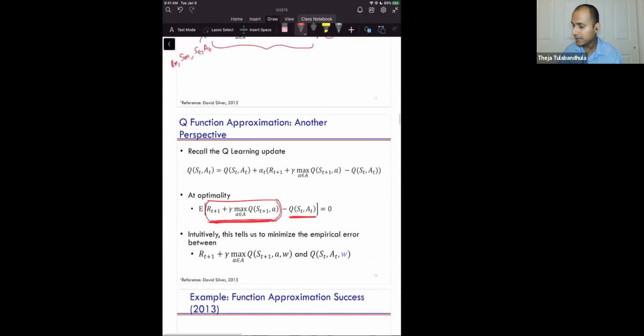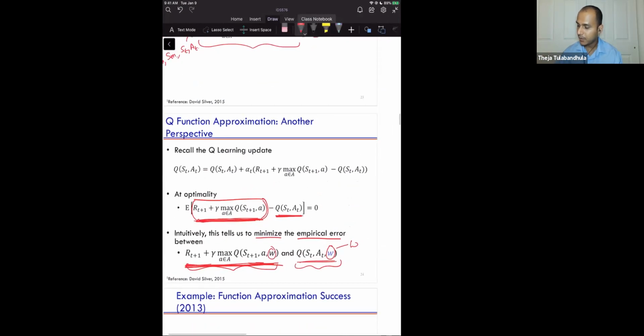Intuitively, what I'm saying is to try to minimize the empirical error between this target and this. Both have W's, but we're going to address that in the next few slides. Basically, you're doing function approximation, so now you have this Q function, and you're trying to learn W with a stochastic gradient update on W. But to learn W, you needed the reference function, the true ground truth. Instead of the true ground truth, we'll be using this as the reference ground truth.